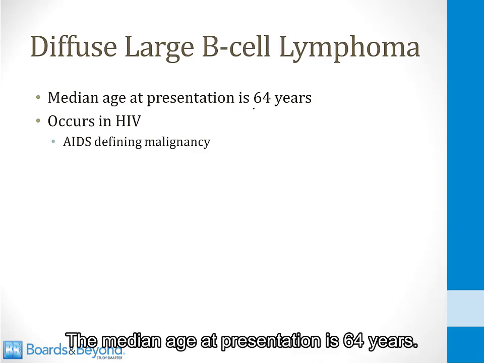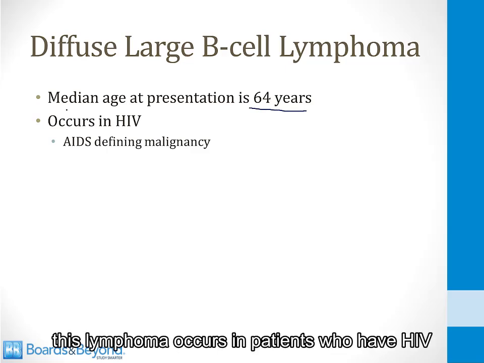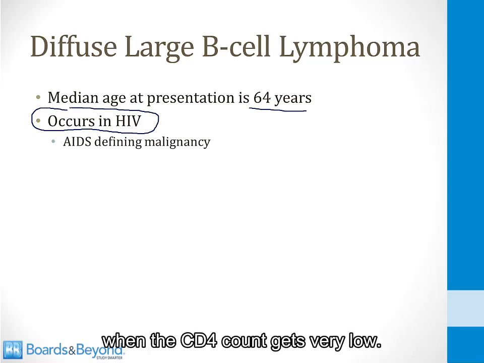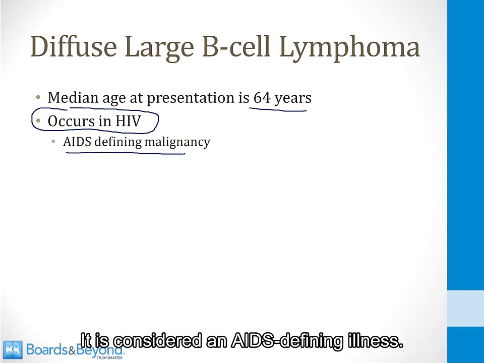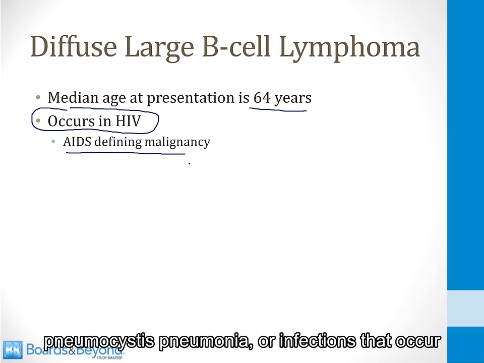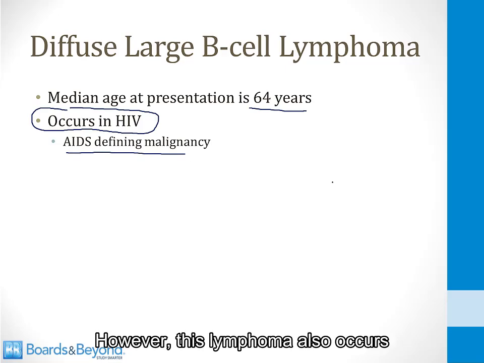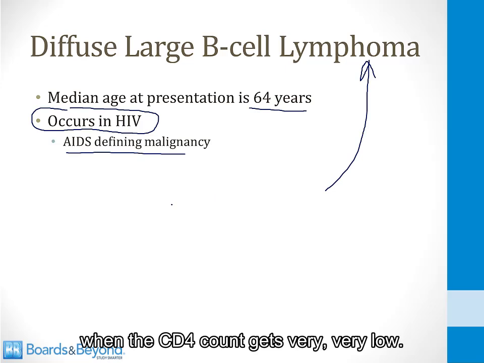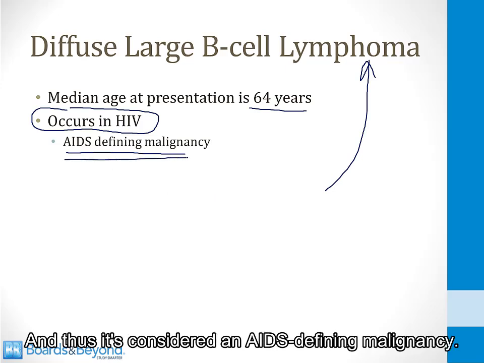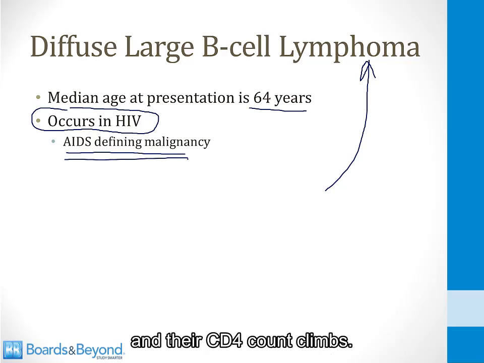The median age at presentation is 64 years. And very importantly and high yield, this lymphoma occurs in patients who have HIV when the CD4 count gets very low. It is considered an AIDS-defining illness. You probably think of AIDS-defining illnesses as things like pneumocystis pneumonia or infections that occur when the CD4 count gets very, very low. However, this lymphoma also occurs when the CD4 count gets very, very low, and thus it's considered an AIDS-defining malignancy, and the lymphoma often improves if patients have treatment and their CD4 count climbs.